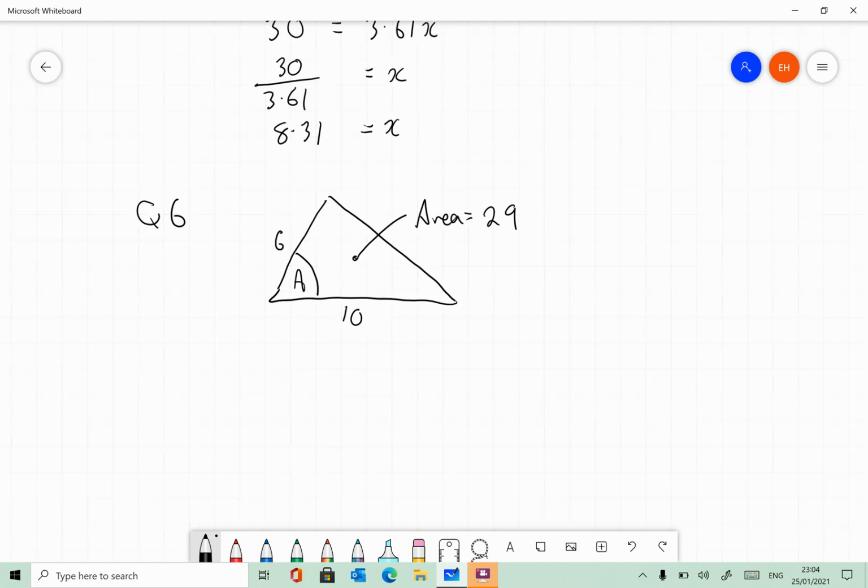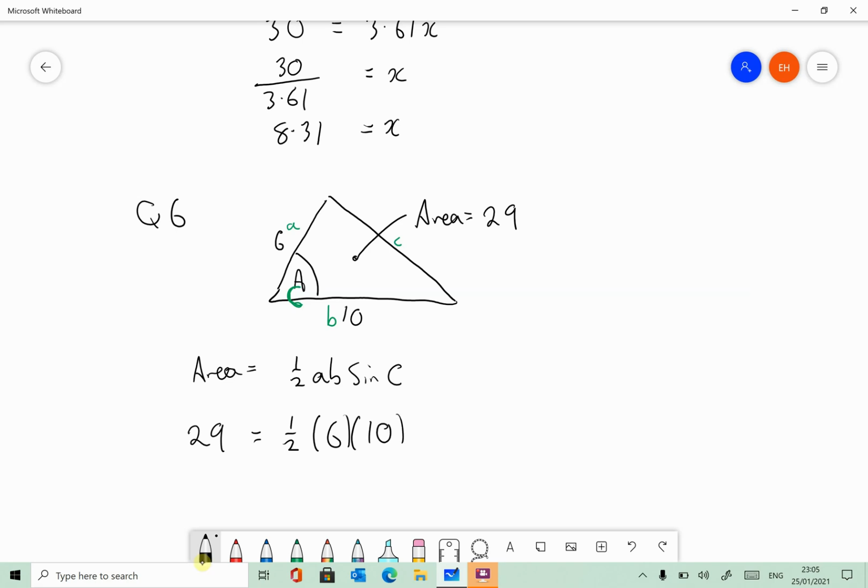Right. So I'm going to label up my diagram. I'm going to call the angle that I'm talking about C. I'm going to call this A, and I'm going to call this B. So I know that area is equal to a half AB sine of C. That's area, by the way. So 29 must equal a half times 6 times 10 times the sine of A.